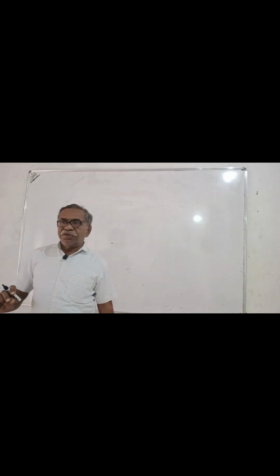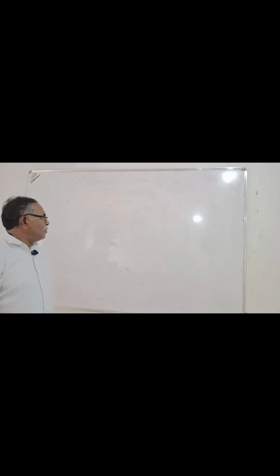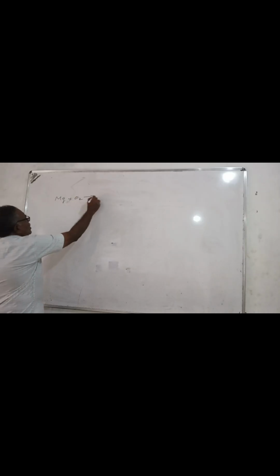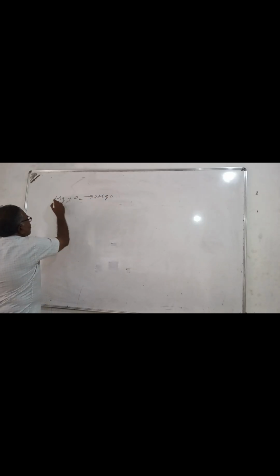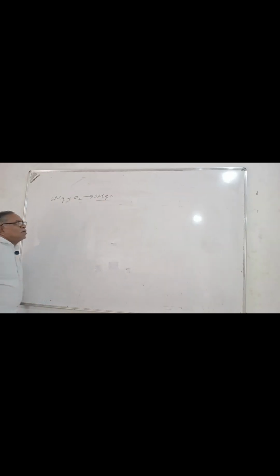In the last video, you saw how magnesium burns in a dazzling white flame. And I wrote the equation also: magnesium, Mg, plus oxygen gives magnesium oxide, 2 MgO, 2 Mg. Here, this is the compound. Magnesium oxide is the compound.